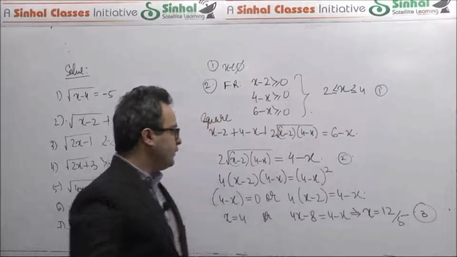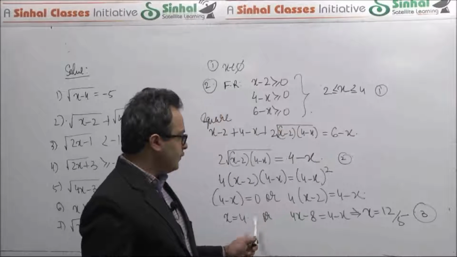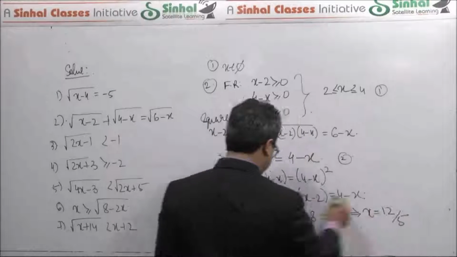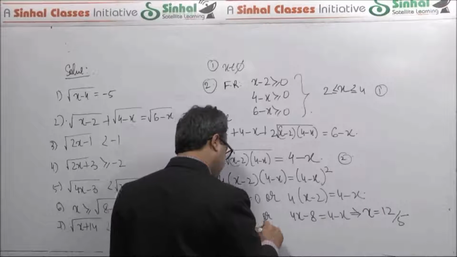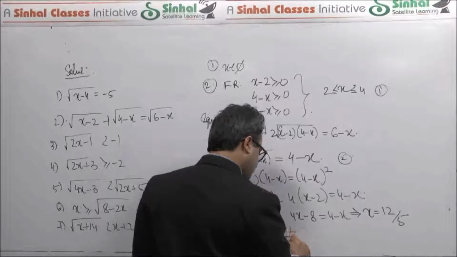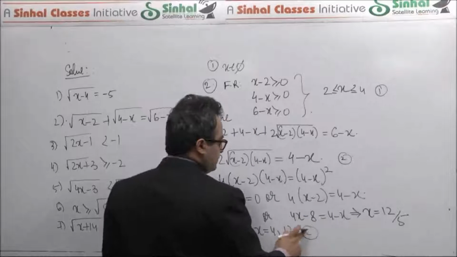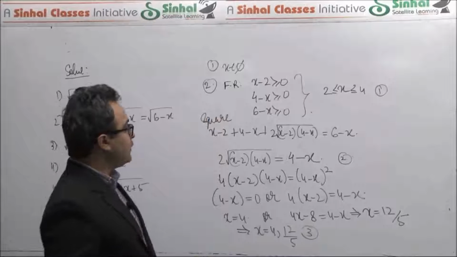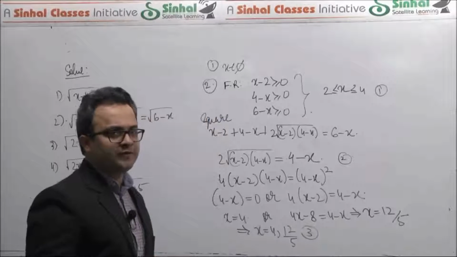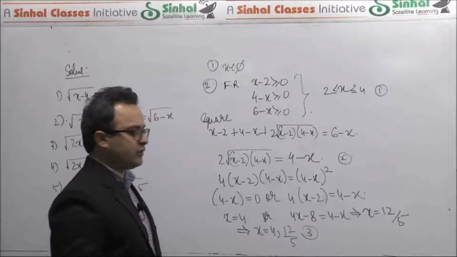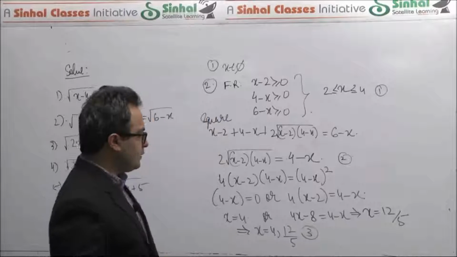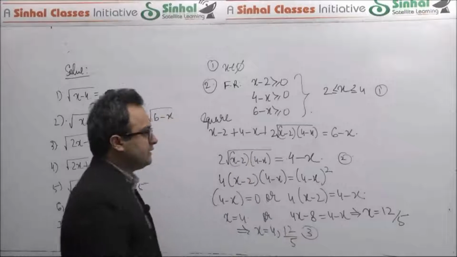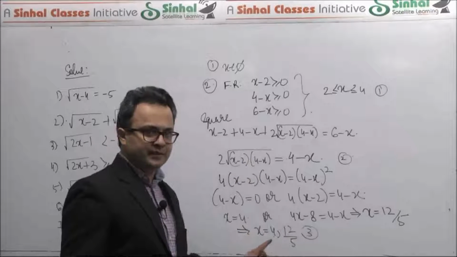But then it is important to ensure we have to check whether both these values, 4 or 12 by 5, belong to the feasible region. We have to check which of these values belongs to the feasible region. So if we take an intersection of 1 and 3, 4 belongs to the interval and 12 by 5 also belongs to the interval. So both these solutions will then be acceptable.